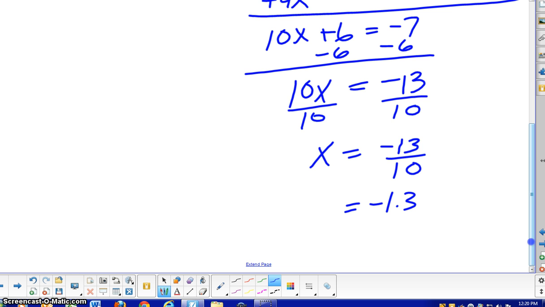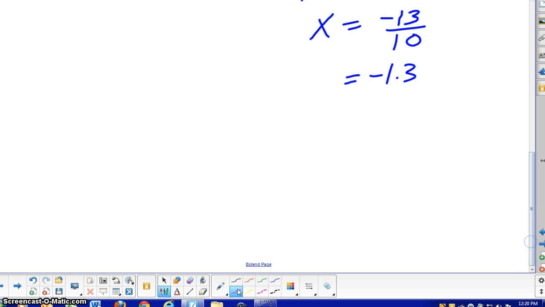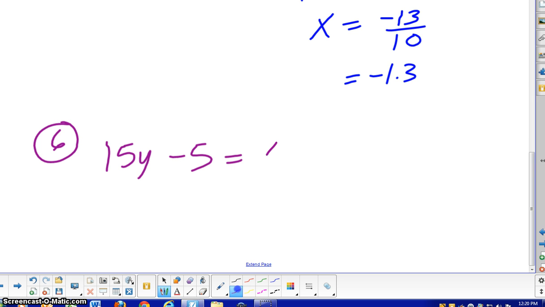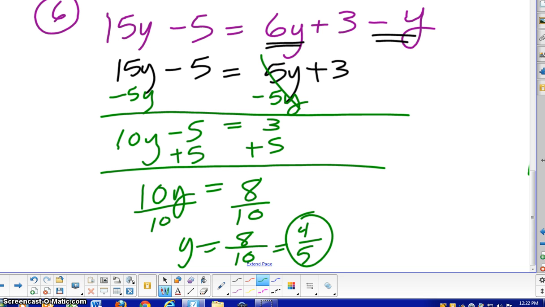Okay, so the next one I want you to try, I think I'm on example 6: 15y minus 5 equals 6y plus 3 minus y. Go ahead and push pause and solve. Check your work and mine, see if they match. If you got 4/5, you're ready to move on.